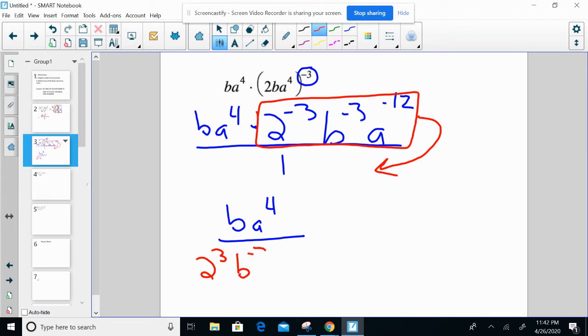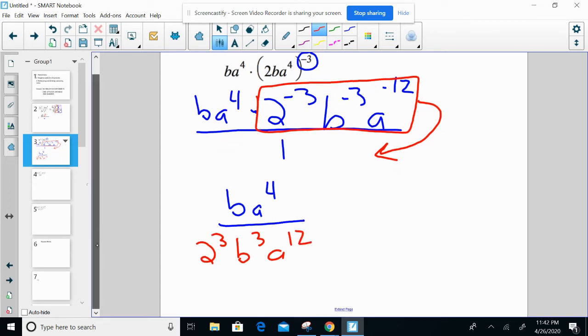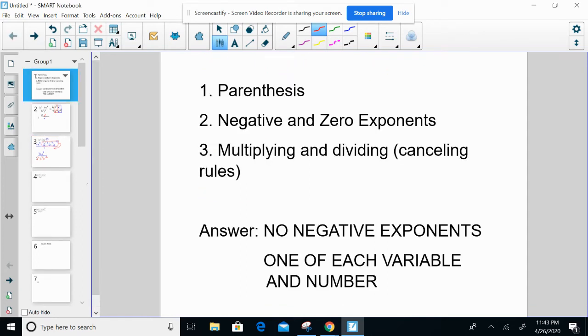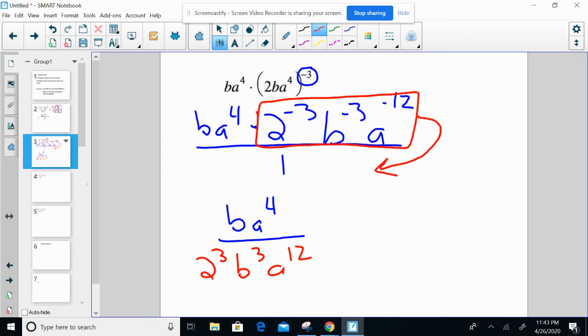Oops, look at that, just as I was saying it. It becomes positive. All right, there you go. We moved everything. We took care of the negative exponents. Now we deal with the multiplying and dividing, the combining and canceling. Now, look at the top. B and A, can't do anything there. On the bottom, a number, a B and an A. We can't combine anything, so let's go to canceling and simplifying.